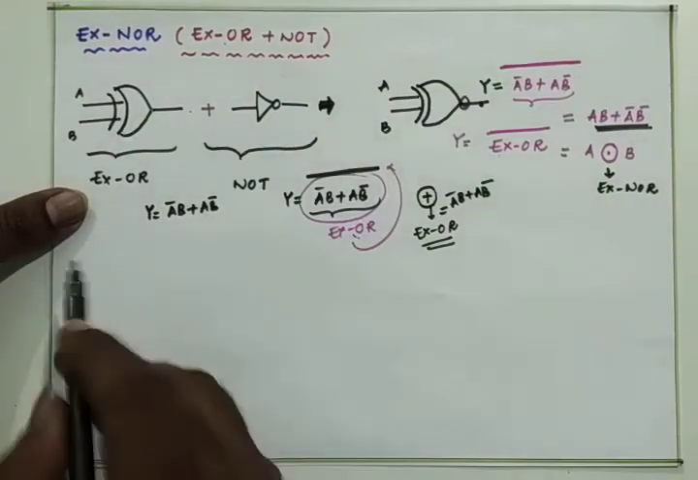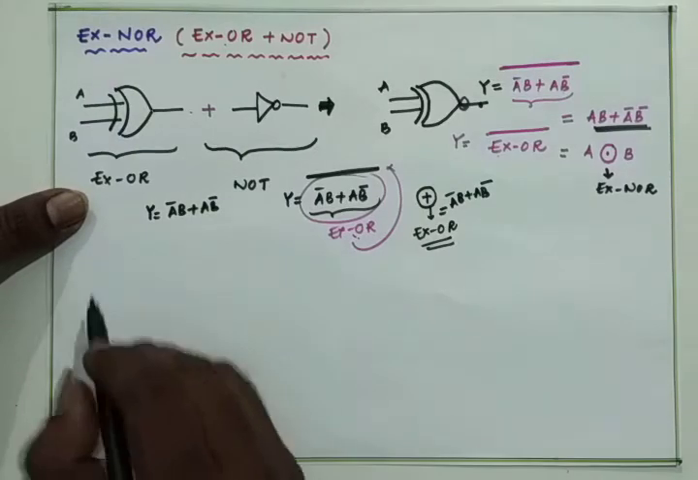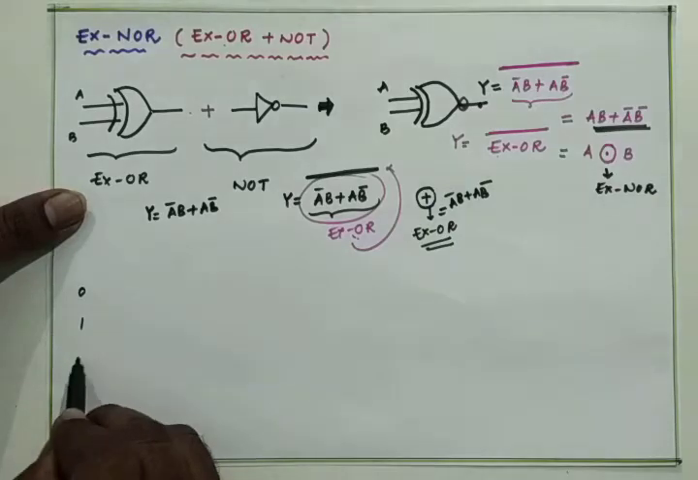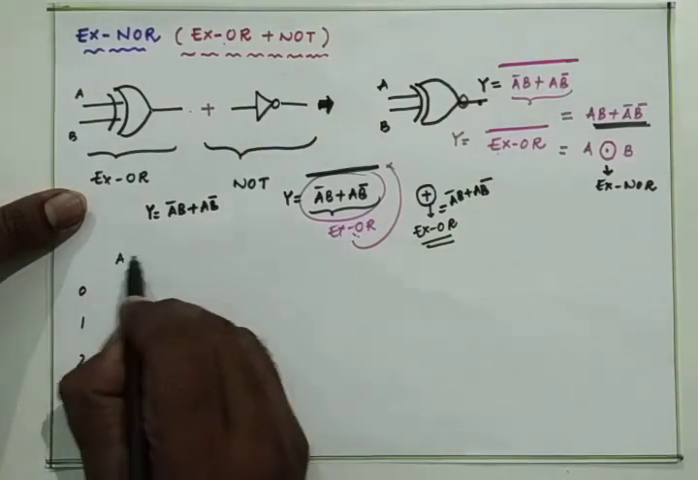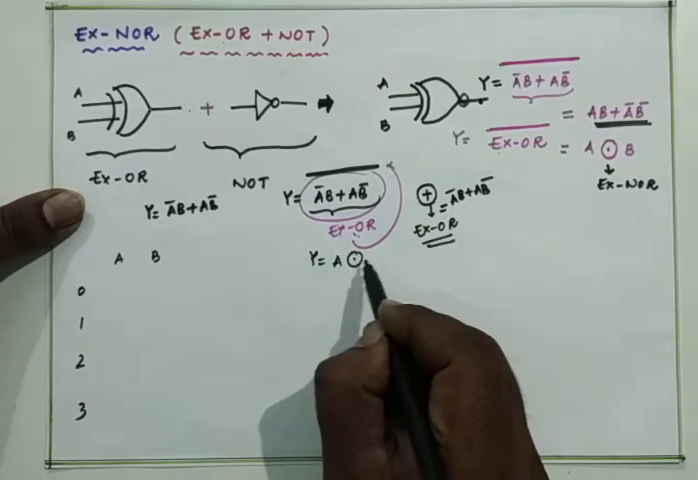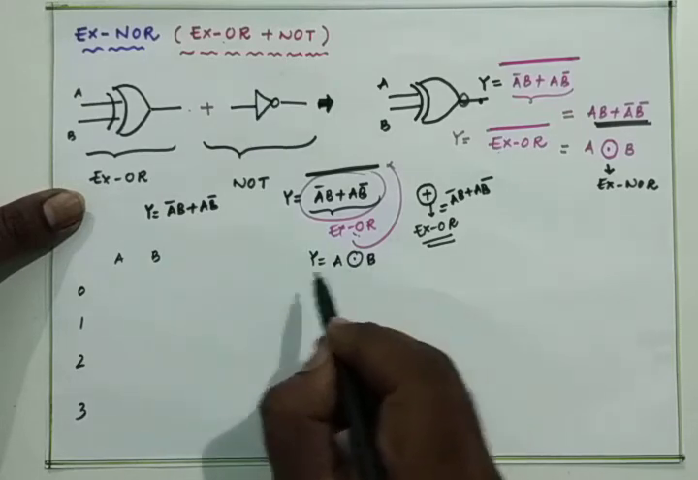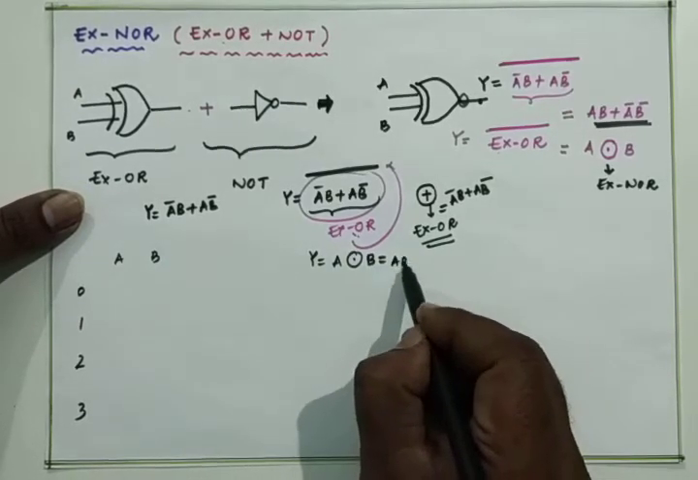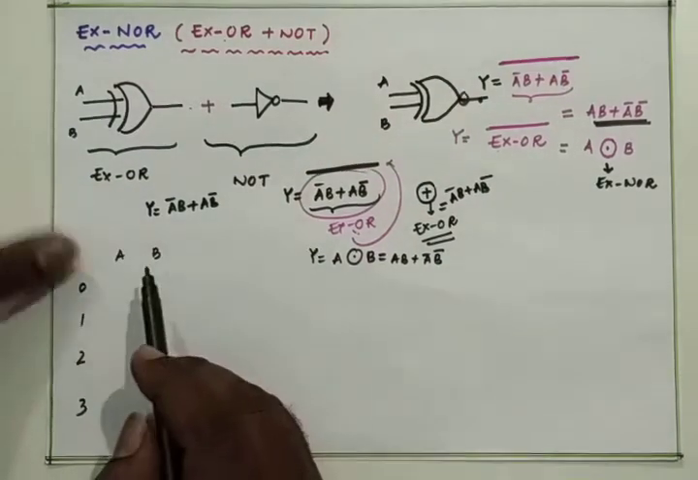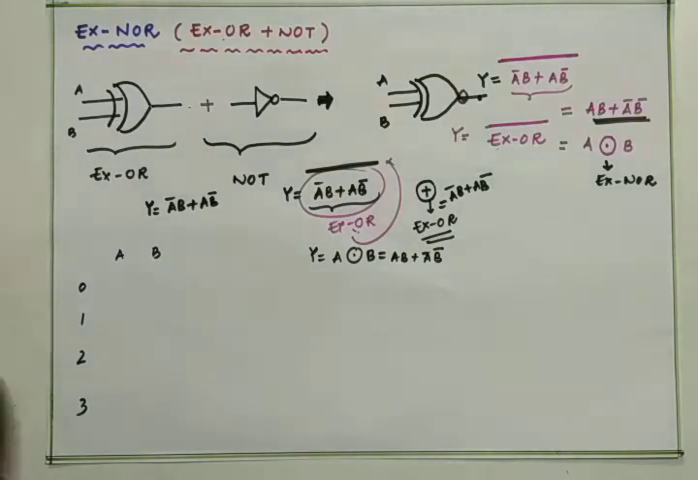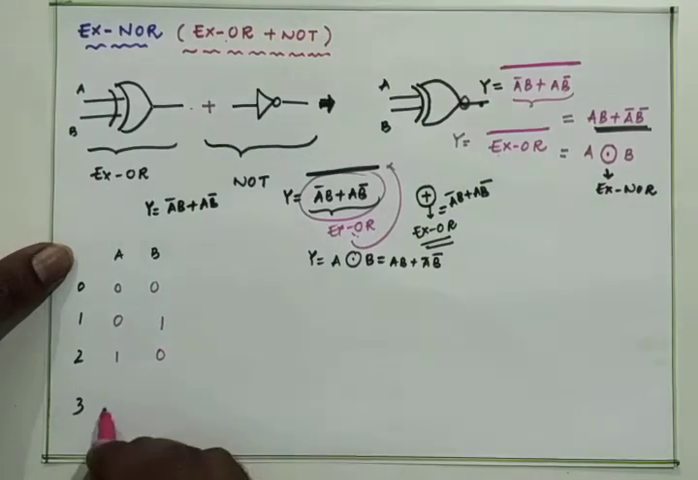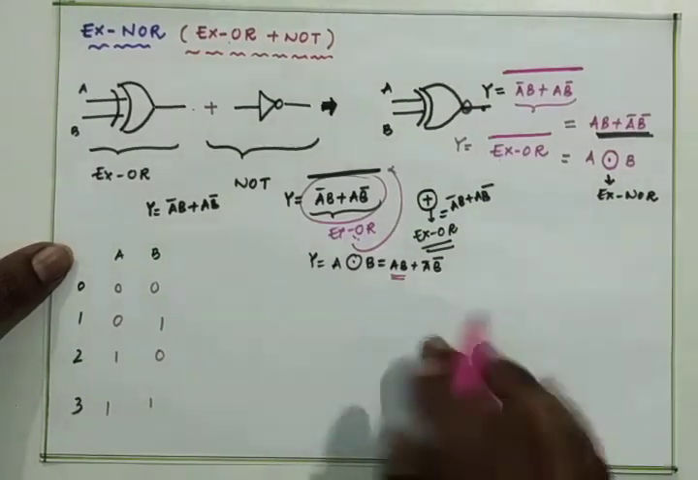There are two inputs, so we can have 2 to the power of 2 combinations of input, that is 4 combinations, so I can go with 0, 1, 2, 3. The inputs are A, B. The output is Y equals A exclusive NOR B, which is nothing but AB plus A bar B bar. First go with AB, and the possible combinations are 0 0, 0 1, 1 0, and 1 1.